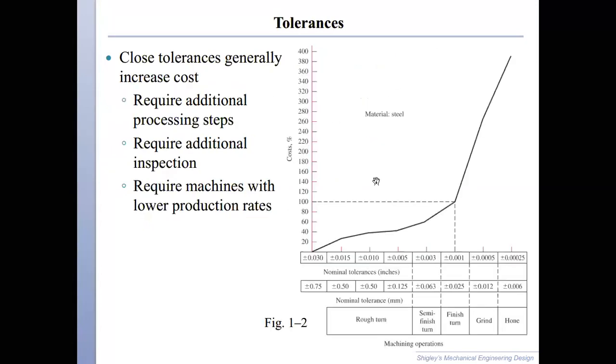For example, if we look here, this is the relationship between larger tolerances and tighter tolerances. If I keep the tolerances large, for example, if you look here, this is the tolerance. Theek hai ji. And here, this is the cost.